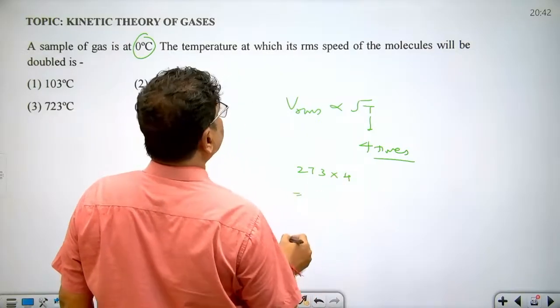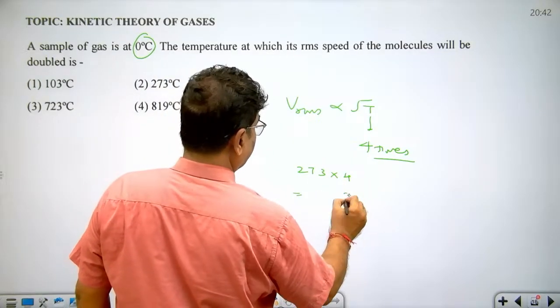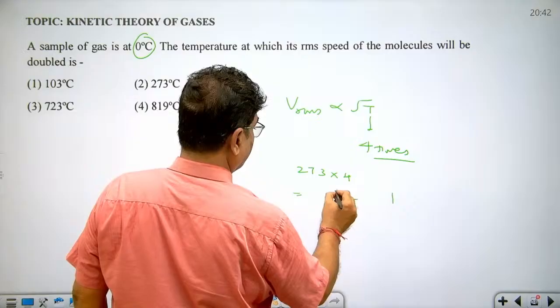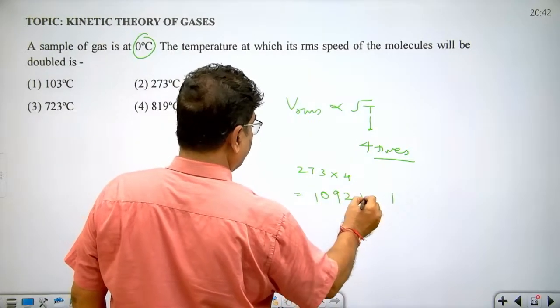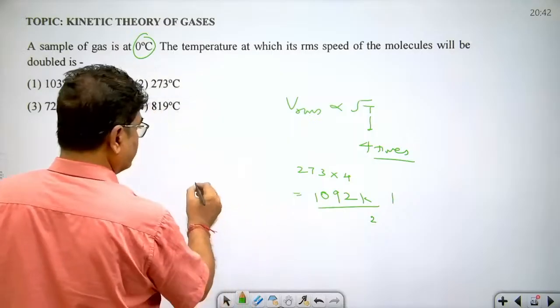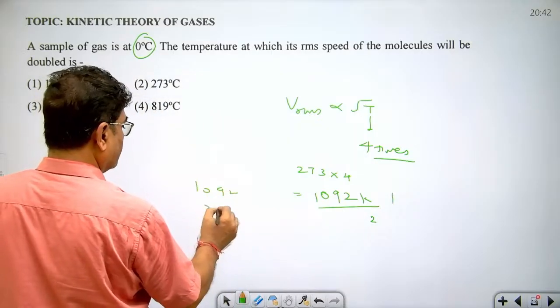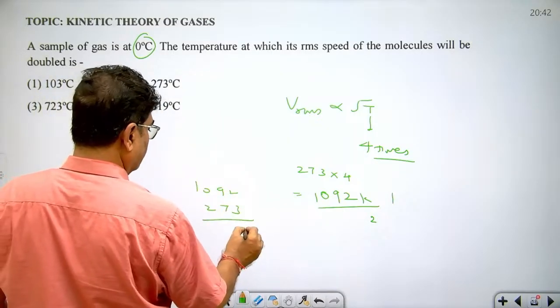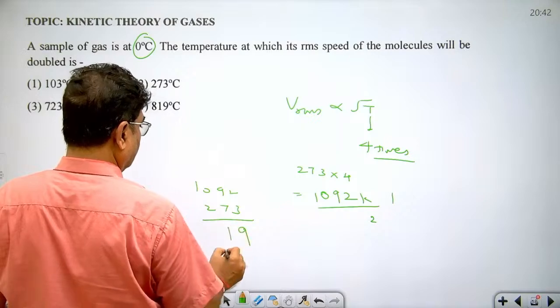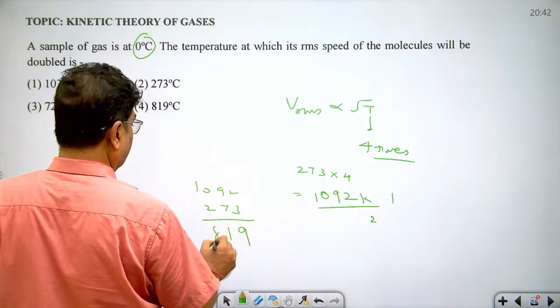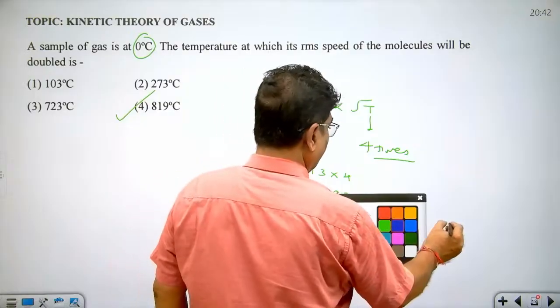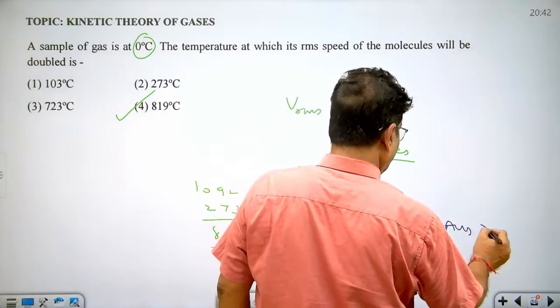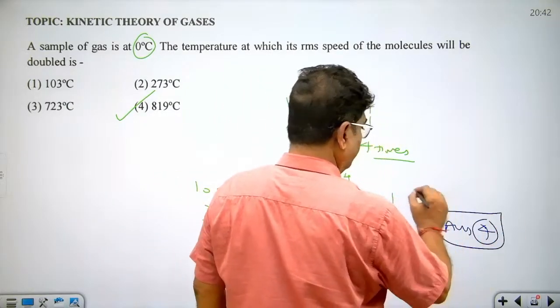This becomes how much? 1092 Kelvin. If you convert into Celsius, subtract 273. This is 819 degrees centigrade. So the correct answer is option 4.